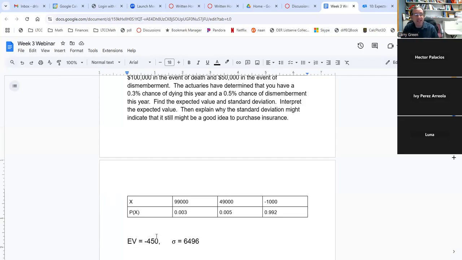Okay, and I'm going to say the interpretation. I'm not going to write it, but I'm going to say it. You could think of it as if many people purchase this insurance, then it would be very likely that the average loss per person for the insurance would be close to $450. And notice if I use the word loss, I don't have to have the negative because that's English. Any questions on expected value and standard deviation?